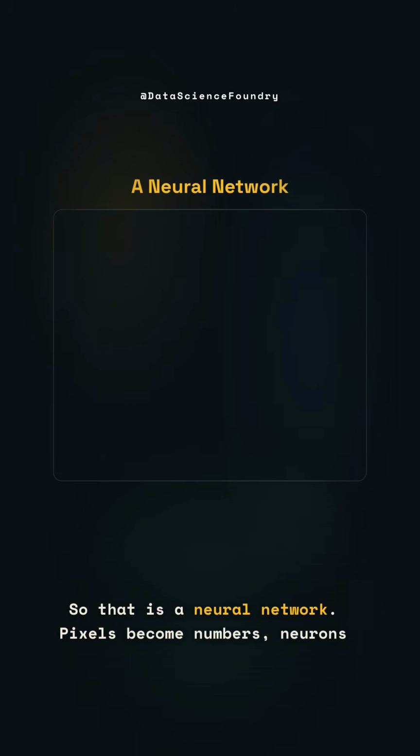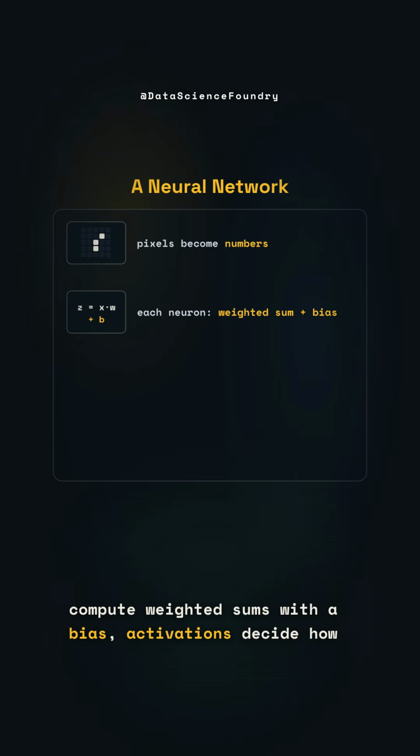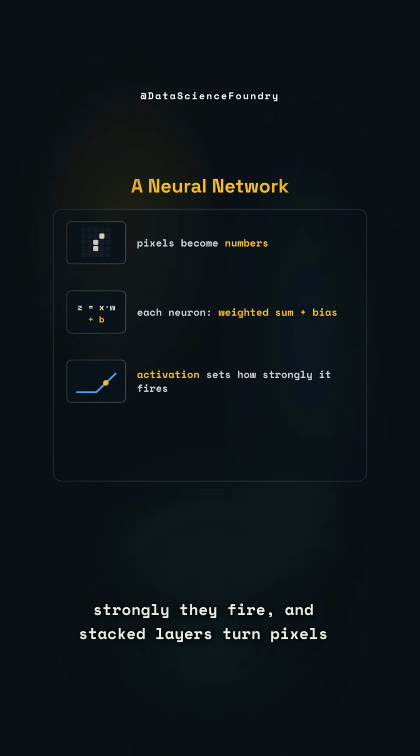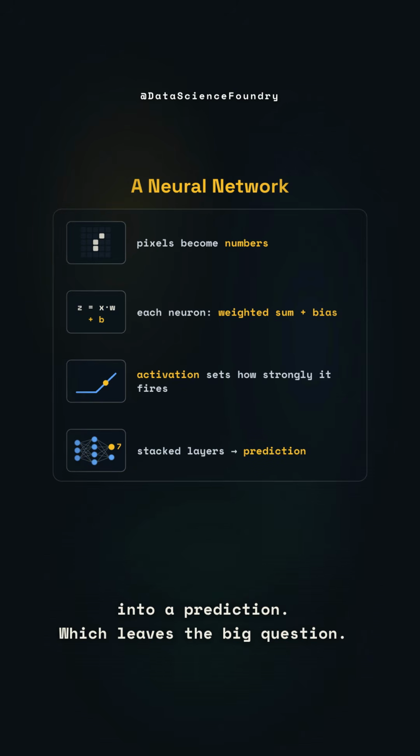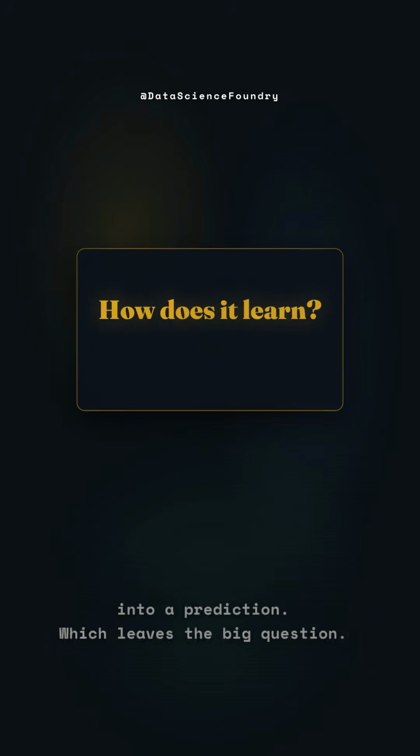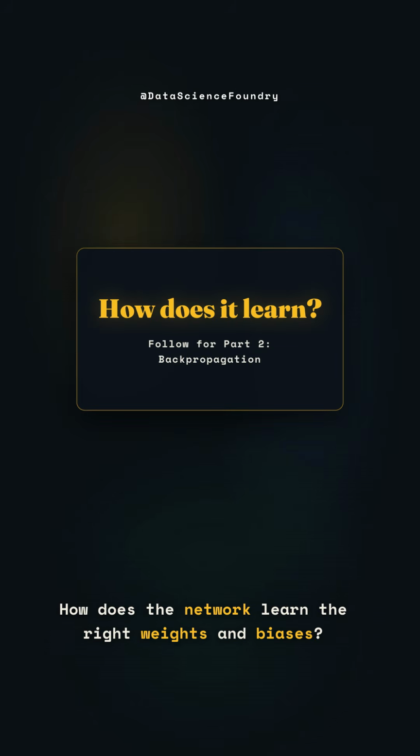So that is a neural network. Pixels become numbers, neurons compute weighted sums with a bias, activations decide how strongly they fire, and stacked layers turn pixels into a prediction. Which leaves the big question: how does the network learn the right weights and biases? We'll cover this in our next video.